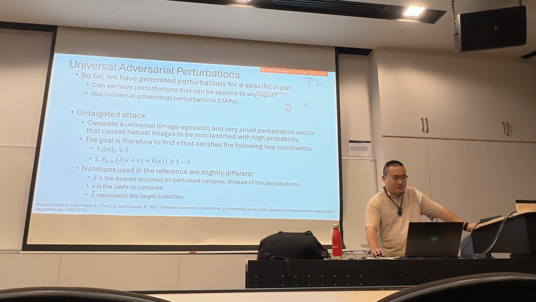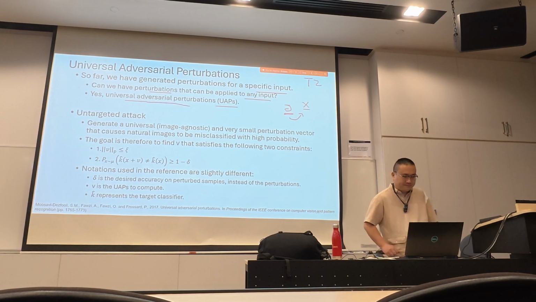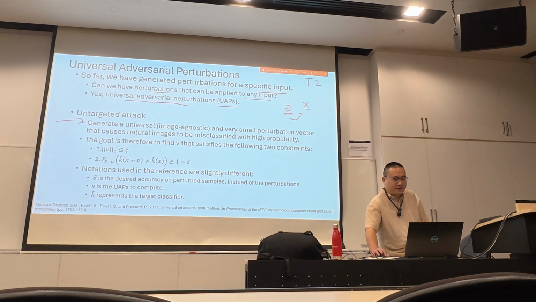And the question is, can we have perturbations that can be applied to any input? So we don't want the delta to be specific to just one X. We want to generate a delta that can be applied to any X, so that the result can fool the model. Such perturbations are called universal adversarial perturbations, or UAPs for short. First of all, we talk about untargeted attacks: whether we can generate universal perturbations for an untargeted attack.